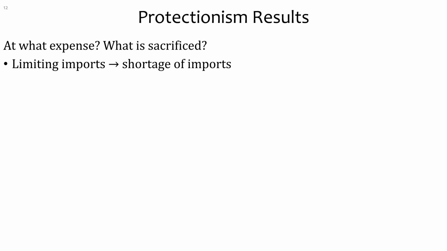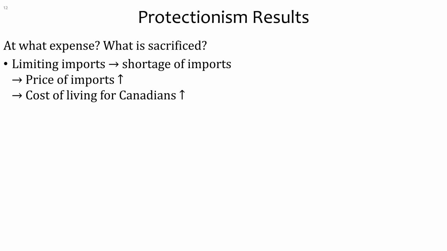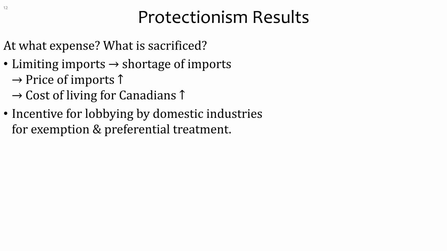So what are the results of protectionism? The first thing you have to ask is, at what expense are we doing it? What is being sacrificed? Well, if you limit our imports, there's going to be a shortage of imports. Now, what does a shortage do? What happens when there is not enough of something? Its price goes up, right? And that means more costly living for Canadians. So that's a loss of well-being for all citizens in Canada because they have to pay more for everything.